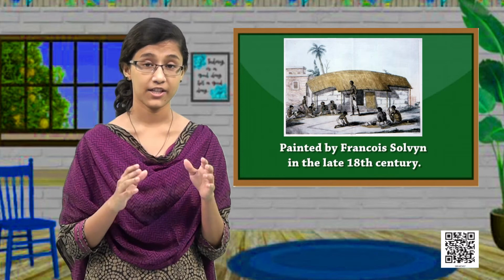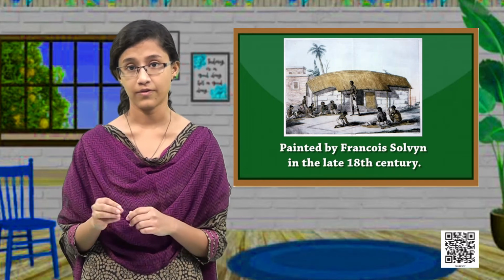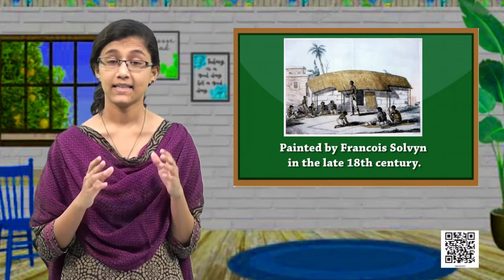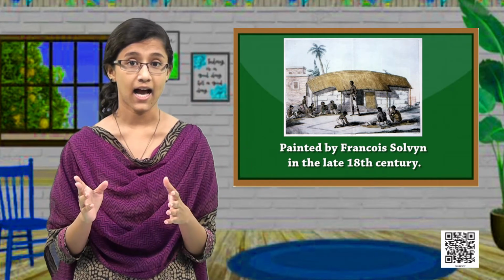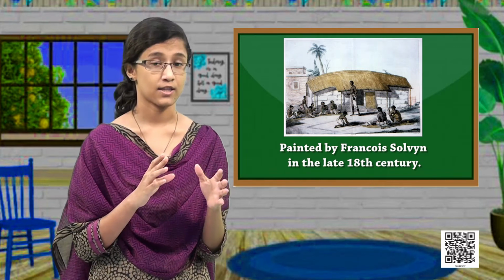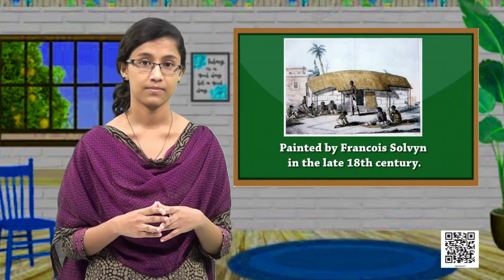Do you remember this picture? We have already seen it earlier. It was painted by the Dutch painter Francois Solvin, who had come to India in the late 18th century. This picture gives us an idea about how the pathshalas would have looked like in those times.